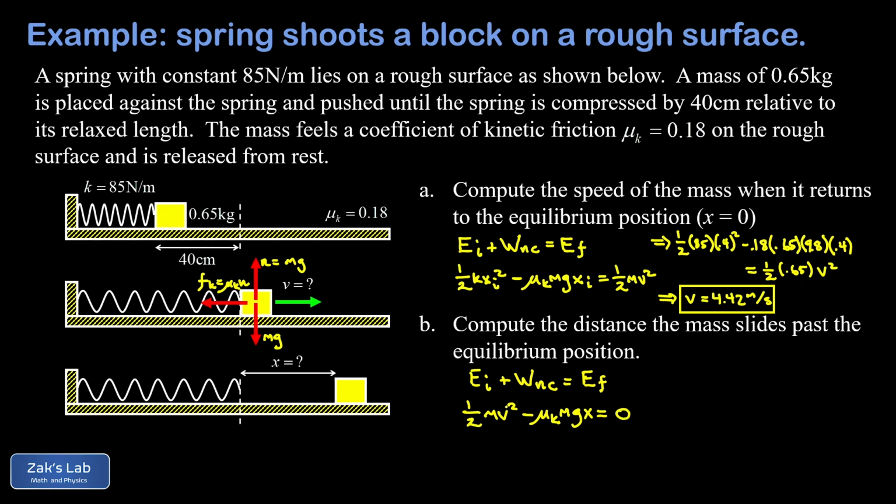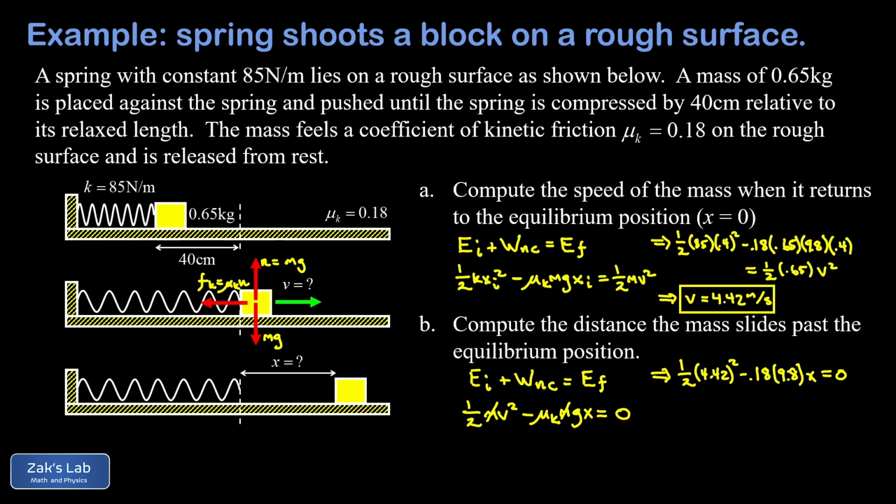So we could solve for x symbolically, but since we've already sort of done things numerically in the first part, we'll go ahead and just plug our numbers in. But first I want to point out that the mass does cancel out of this equation. So we plug numbers in, and on the left-hand side, I have 1/2 v squared, so 1/2 times 4.42 squared, minus mu k, that's 0.18, times g, that's 9.8, times this unknown x, and that's all equal to 0.